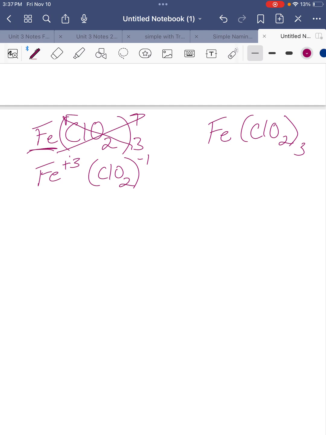I go to the back of my polyatomic ion list. ClO2 is chlorite. Is it supposed to have a -1 charge? Yes. So if it's right, it's automatically right too. So I'm going to name it iron 3, again, this is chlorite. I just name it, and none of these should be capitalized. I just capitalize everything.